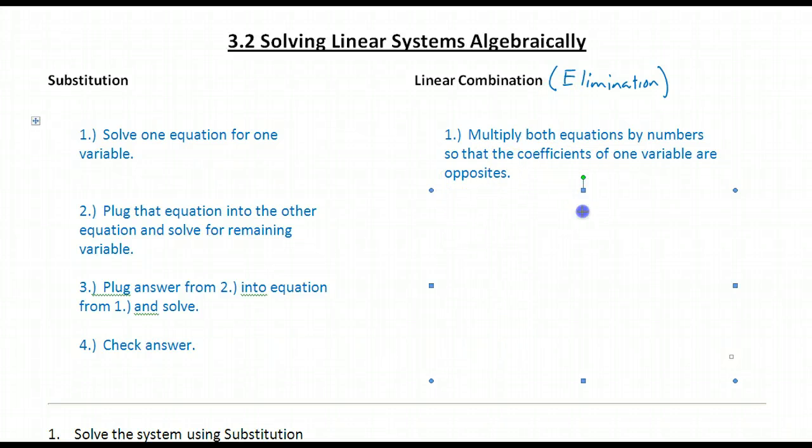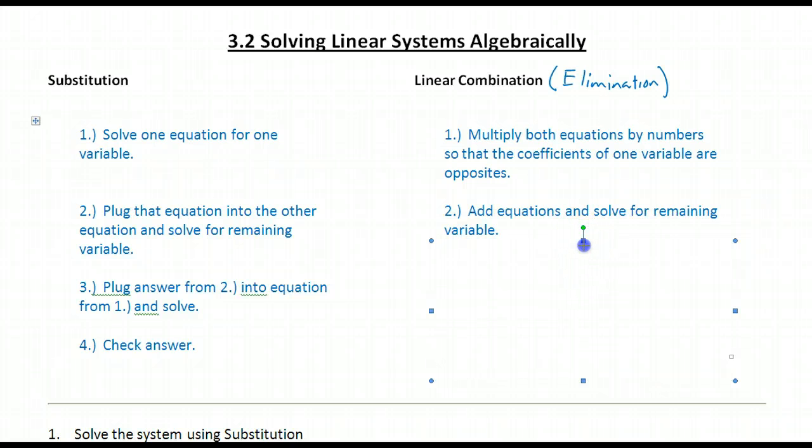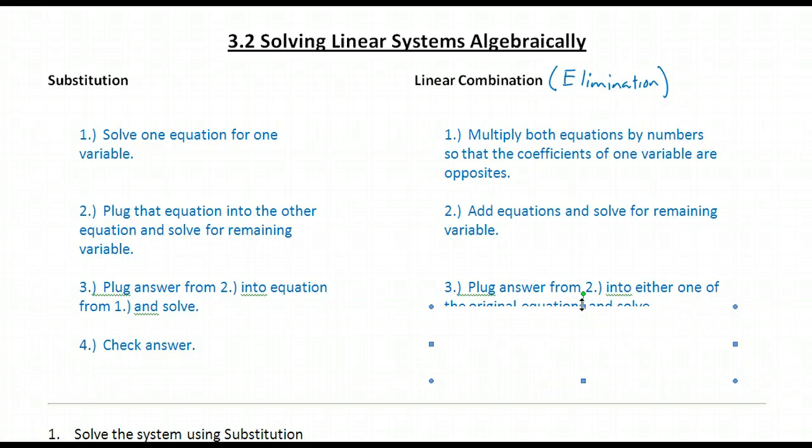The reason we do that is so that when we add the equations in step 2, our variable is going to drop out. And when our variable drops out, we're going to only have one variable left. And since we only have one variable left, we're going to know what its value is. So kind of like knowing the value in step 2 for substitution, we're going to have an answer for one of the variables in step 2 in a linear combination. Once we know that value, plug that value into either one of the original equations and solve.